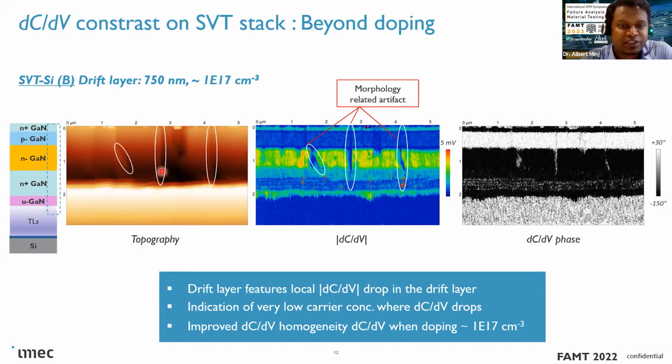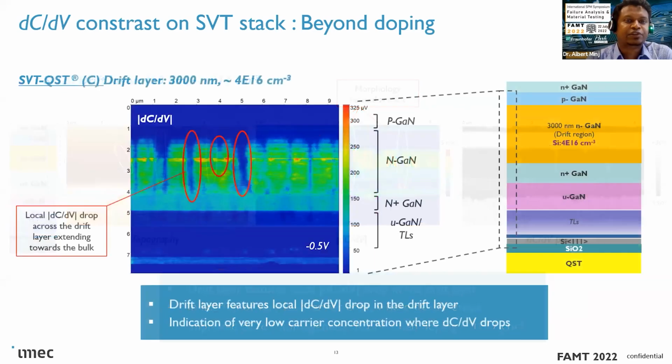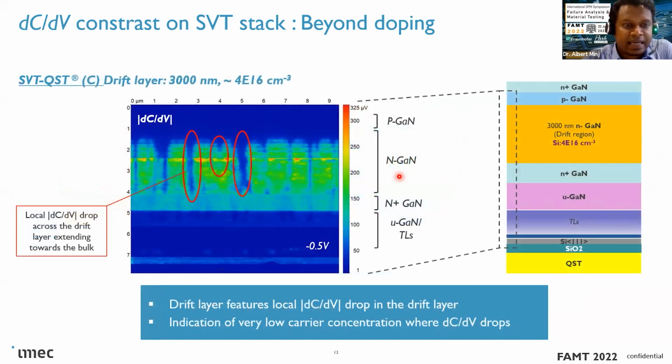So at this point, one may wonder that, okay, this must be the optimal condition for high voltage application, like higher carrier concentration of 1E17. But the optimal criteria for high voltage application is that the drift layer has to be thicker and the doping concentration has to be lower. So we cannot use this kind of sample, even though they look quite well in DCDV maps. So to understand better, we went for thicker samples. So this is for the case of 3 micrometer of drift layer.